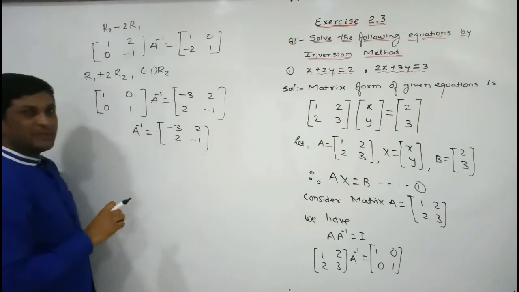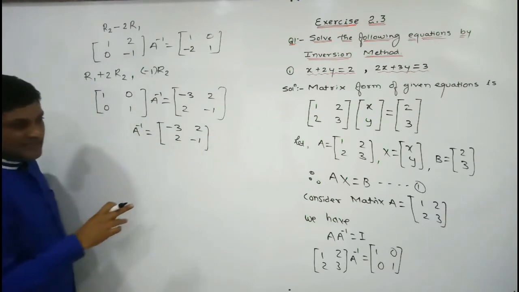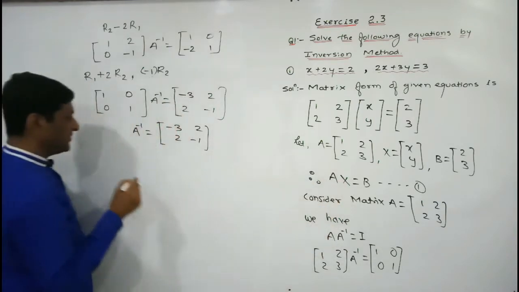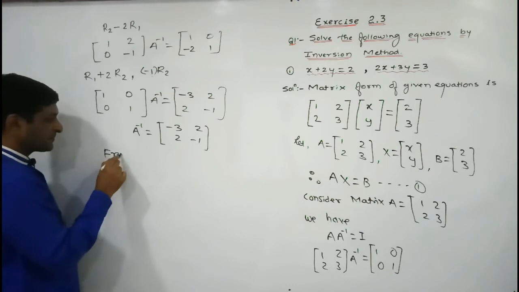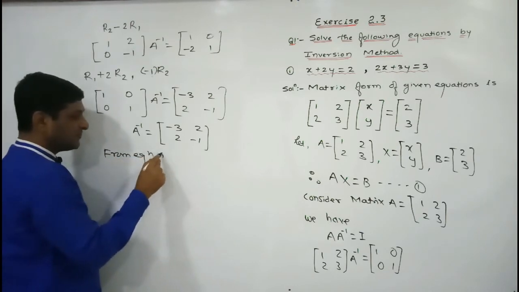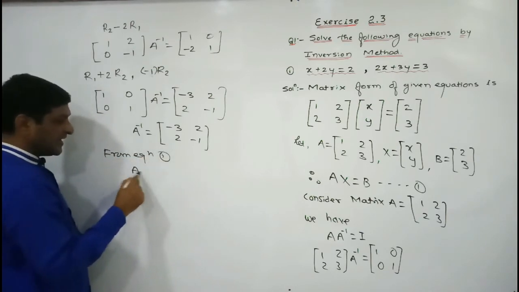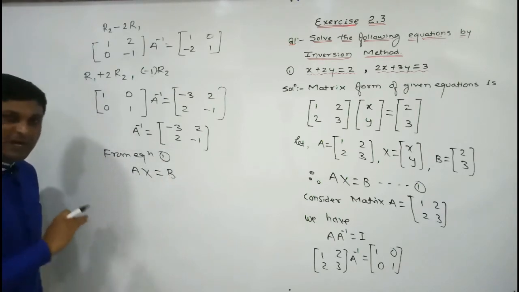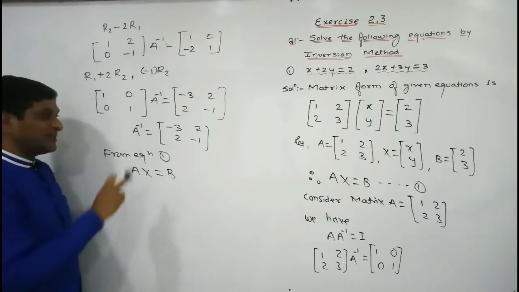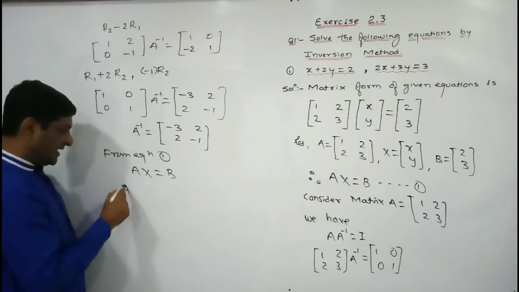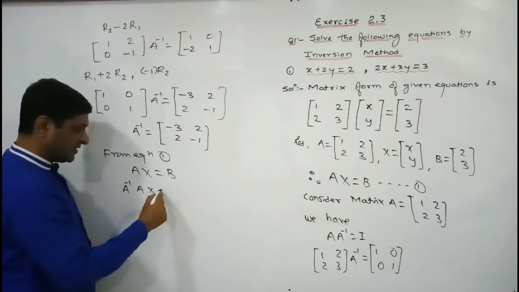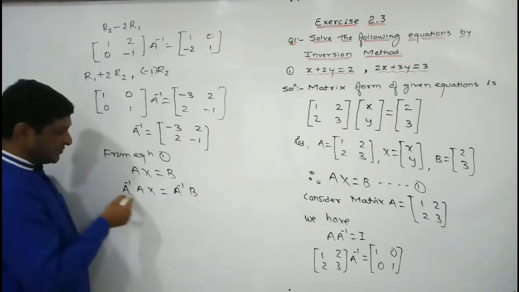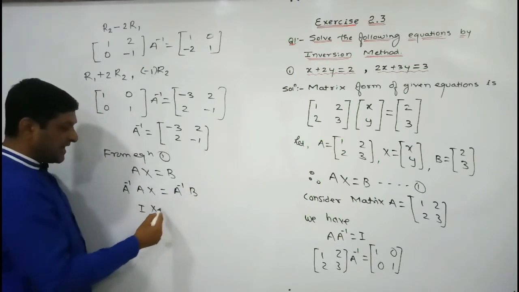Once the inverse of the matrix is known to us, consider the equation number first. From equation first, what is equation first? A into X is equal to B. Then we multiply both sides of this equation by A inverse. So A inverse into AX is equal to A inverse into B. On this side, A into A inverse will become identity. X, keep it as it is.